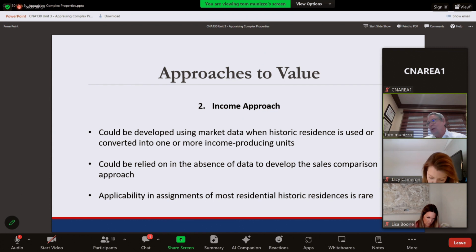Income approach could be used when the property is converted into an income producing unit. You kind of see that in some areas, especially around college campuses, where a lot of these old Victorian or historical homes have been here since the university was developed, and over the years they've been turned into sorority and fraternity houses. So a lot of those are, in fact, historic homes, or they've been turned into apartments.